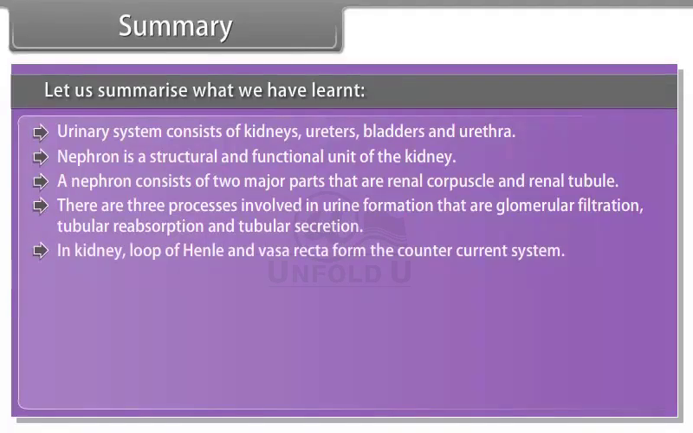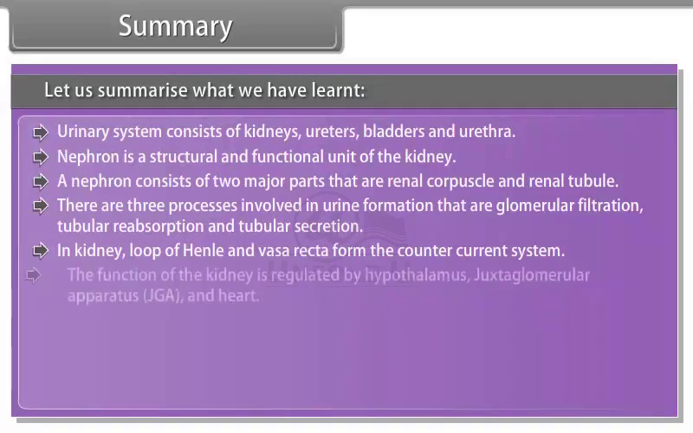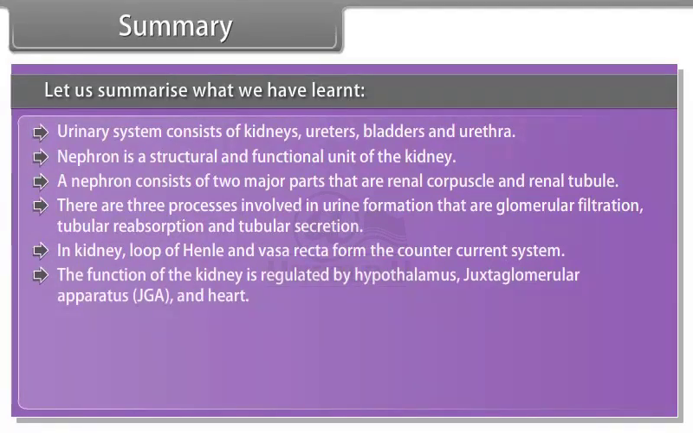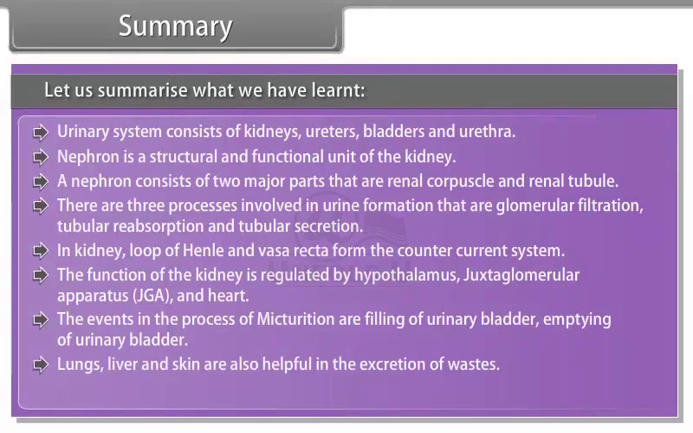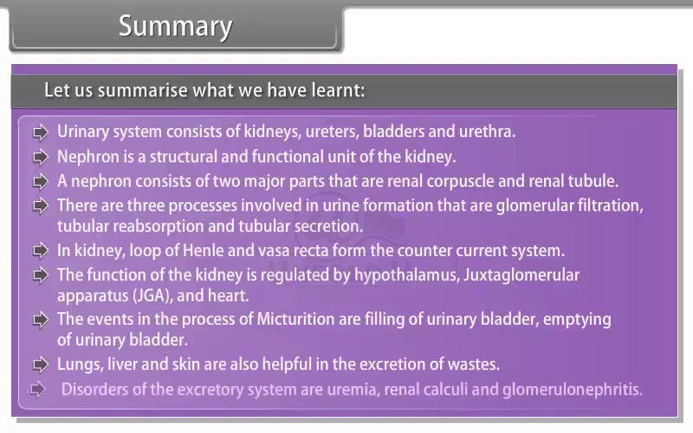In the kidney, the loop of Henle and vasa recta form the countercurrent system. The function of the kidney is regulated by the hypothalamus, juxtaglomerular apparatus, and heart. The events in the process of micturition are filling of the urinary bladder and emptying of the urinary bladder. Lungs, liver, and skin are also helpful in the excretion of wastes. Disorders of the excretory system are uremia, renal calculi, and glomerulonephritis.